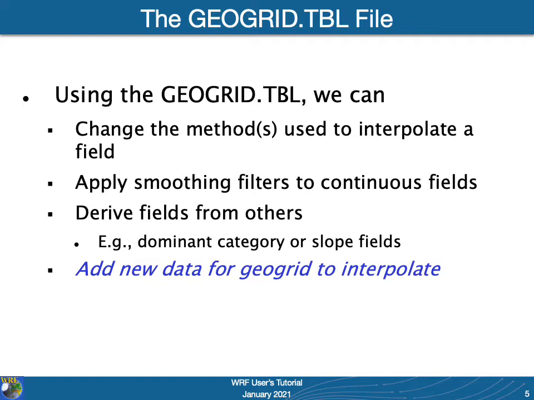And it's also possible to derive some fields from others. For example, if we have a data set that provides the fraction of every pixel that's represented by different categories, we can have the geogrid program derive the dominant category in every model grid cell using keywords in the geogrid table file. But by far, the biggest use of the geogrid table file is to specify new sources of data that the geogrid program should interpolate.